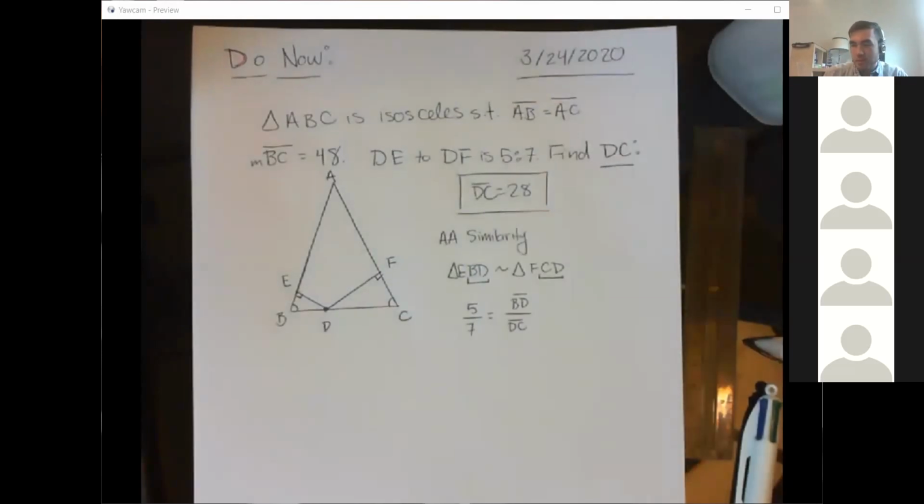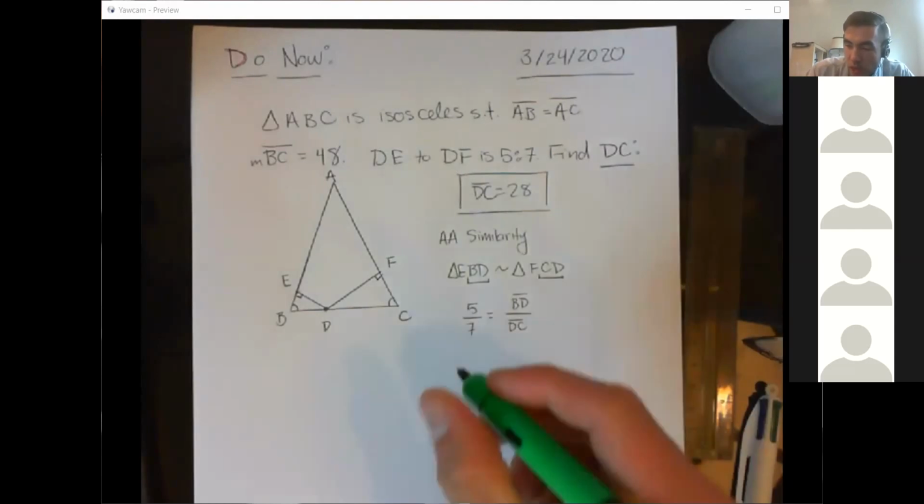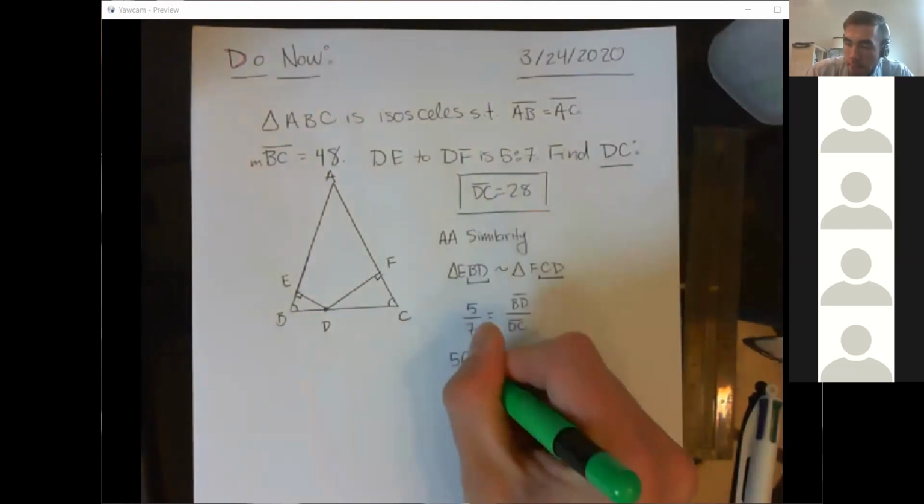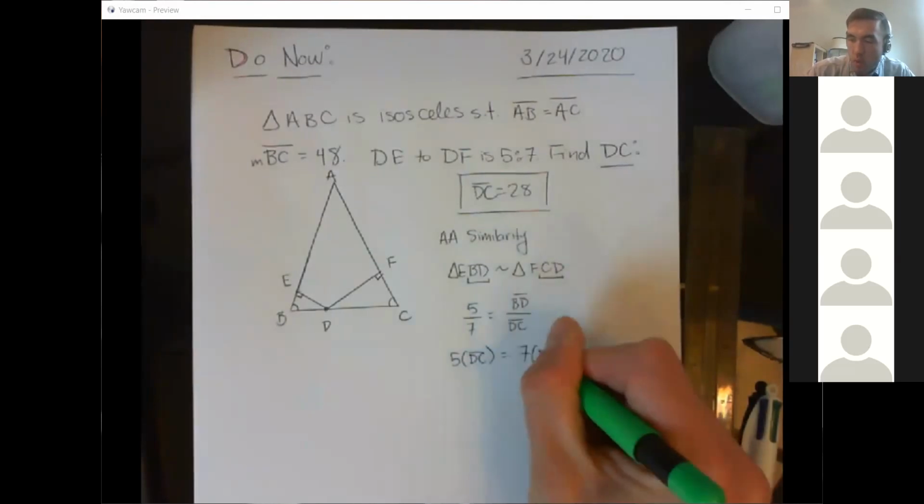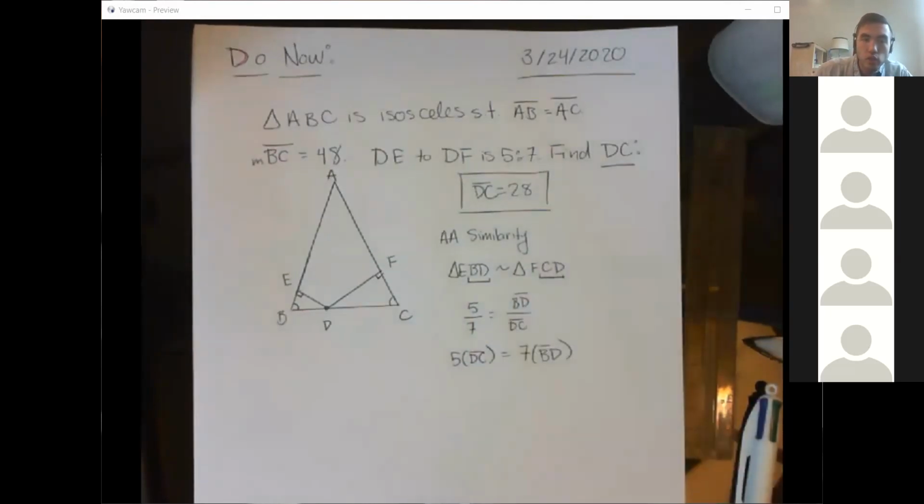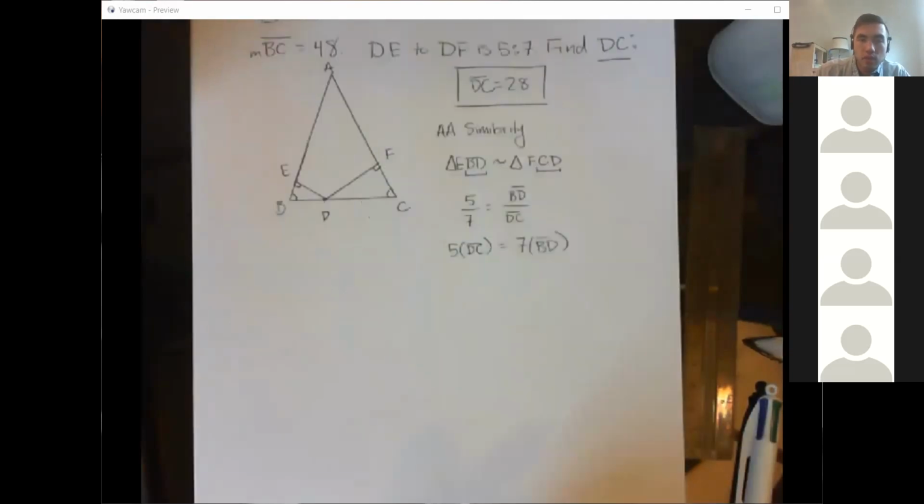Okay. Are there any questions on this setup so far? No. Okay. So I'm going to take this and I'm going to cross multiply it. So this gives me 5 times DC is equal to 7 times BD. However, this is one equation with two variables, and that's not okay.